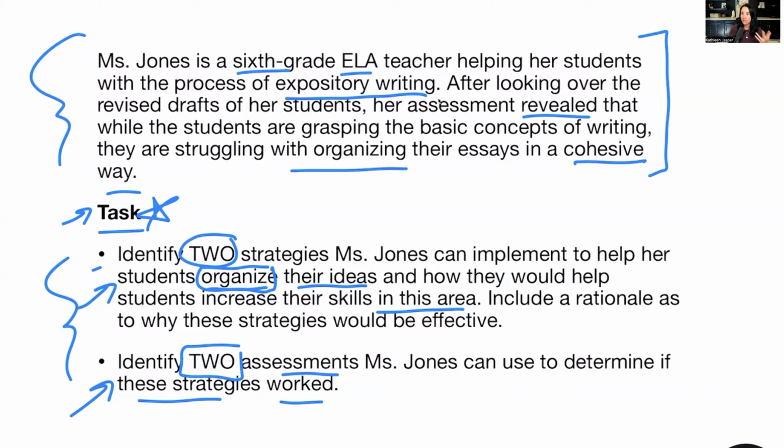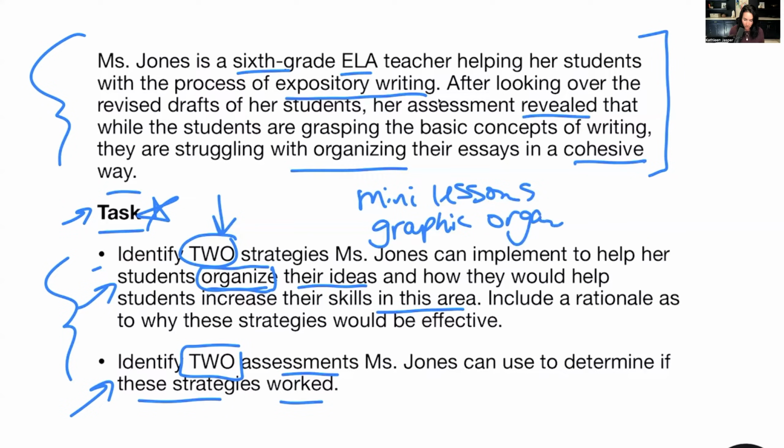Okay. So we've already started the writing process. Their struggle is organization. It's a little all over the place. All right. So the two strategies, definitely going to use mini lessons, and I'm going to use graphic organizers. I mean, the term organizer has the word organize in it. So that would be a good one.